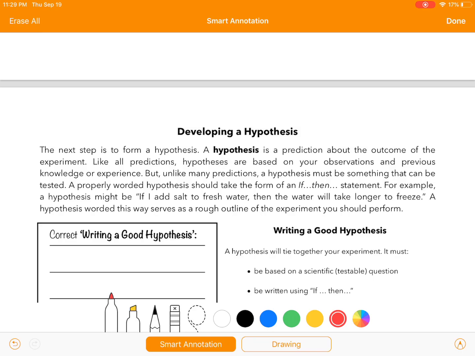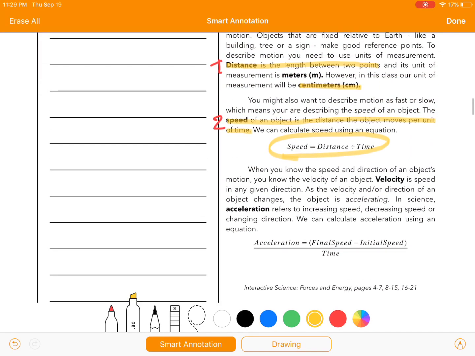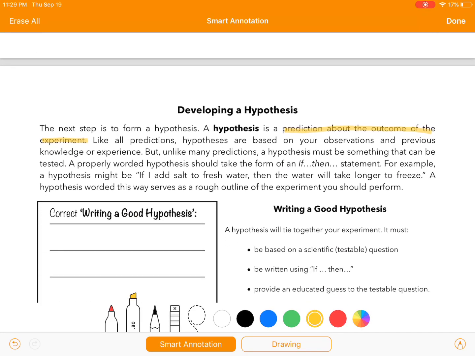Our third step is to form a hypothesis. Your hypothesis is a prediction about the outcome of the experiment. It has to be based on your background knowledge and on the observations you observed, hence the reason why our second step was conducting research. Your hypothesis needs to include something that's going to be tested, and it needs to take the form of an if-then statement.